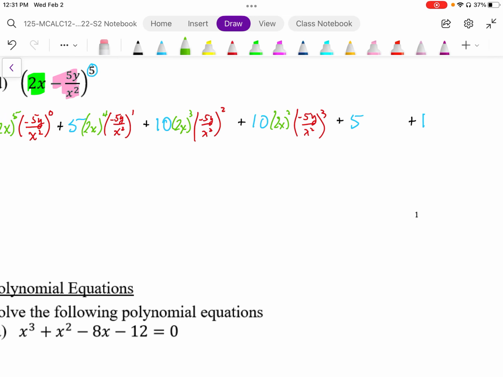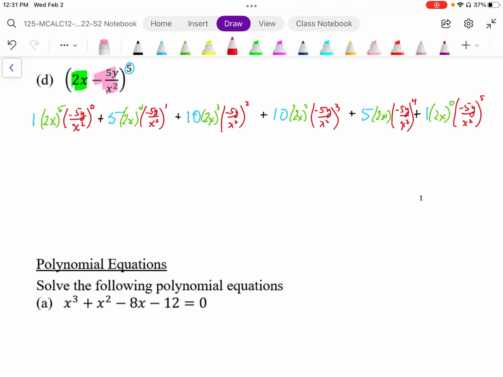And 2x power 1 and negative 5y over x squared to the power 4. And then lastly, we end up with 2x power 0, which again, we don't really need to have because it's just going to end up being equal to 1, and negative 5y over x squared to the power 5. Okay, so there's our full expansion.